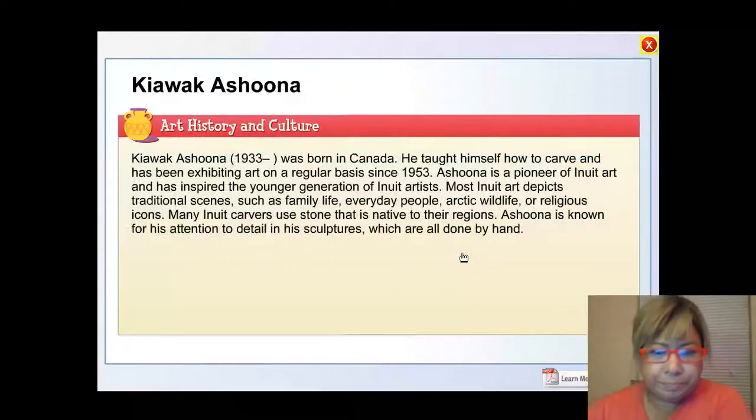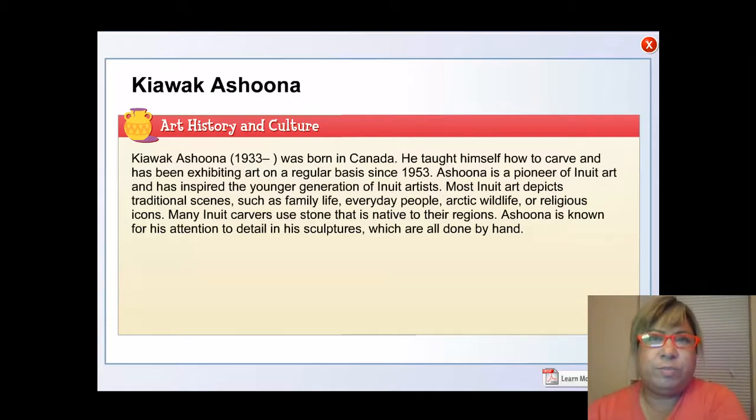Let me see how we can pronounce this. Kiawak Ashuna was born in 1933 in Canada. Canada is the big country above the United States. He taught himself how to carve, and he had been showing his artwork for a long time. And he has inspired the younger generation of Inuit artists, because his people are called the Inuit. When you think of them, we call them Eskimos, but they're actually called the Inuit. They're Native American Inuits. And his art creates traditional scenes such as family life, everyday people, Arctic wildlife, and religious things.